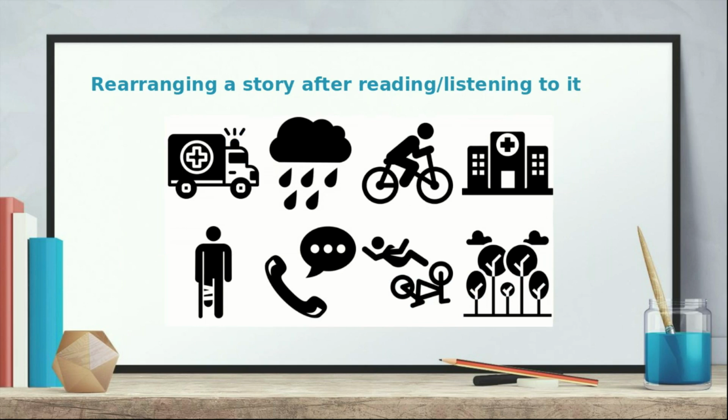Also, as a post-reading or post-listening activity, students could rearrange a story. Again, you take pictograms that represent the main events from the story, but you make sure they are not in chronological order, and have students arrange them according to the way that they took place in the story. That's another way to assess students' comprehension after dealing with reading or listening material.